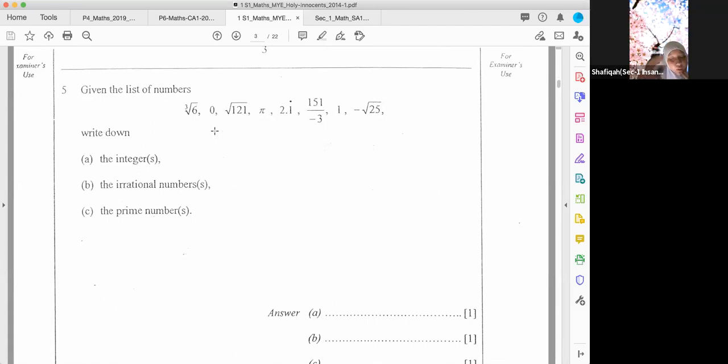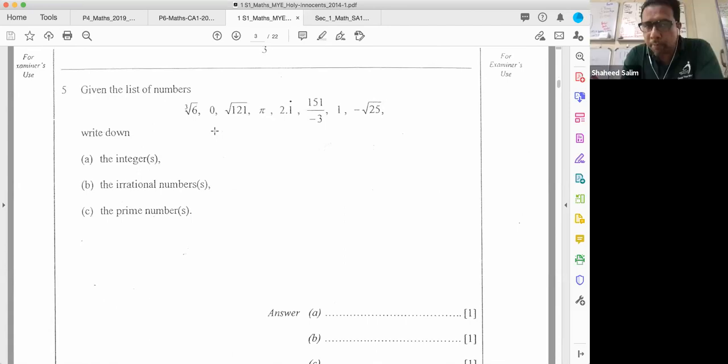Shafika, an integer is a whole number. Can 0 be an integer? Yes. A prime number can be divided by only 2 numbers, 1 and itself. Irrational numbers are numbers that cannot be represented on the number line.